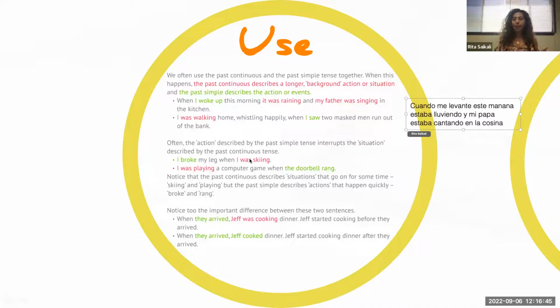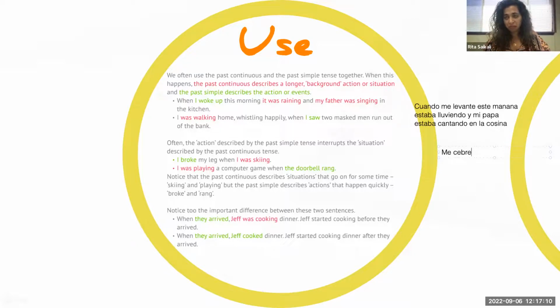Okay. I broke my leg when I was skiing. All right. So what happened that stopped me from skiing? I broke my leg. And you see the pattern, you'll see it in Spanish as well. So what would be the translation if I said I broke my leg? Me quebré la pierna. Okay. I don't know how to spell it. ¿Verdad? All right, help me.